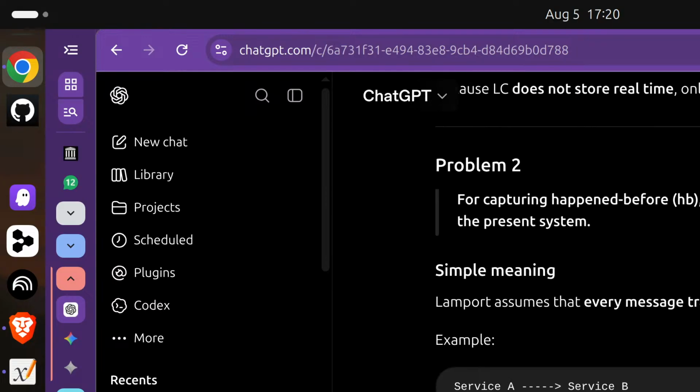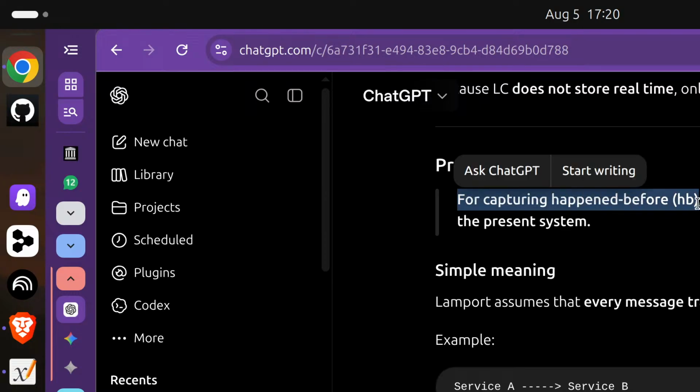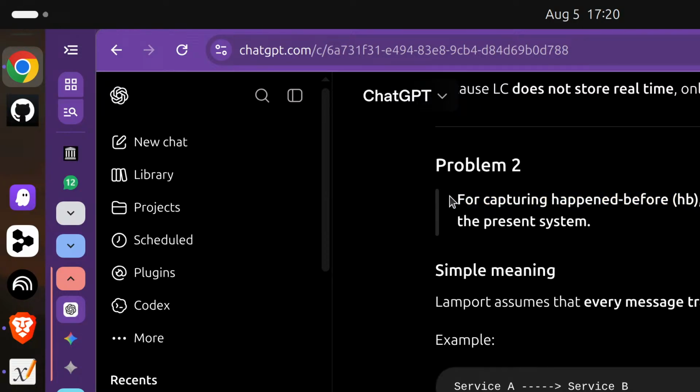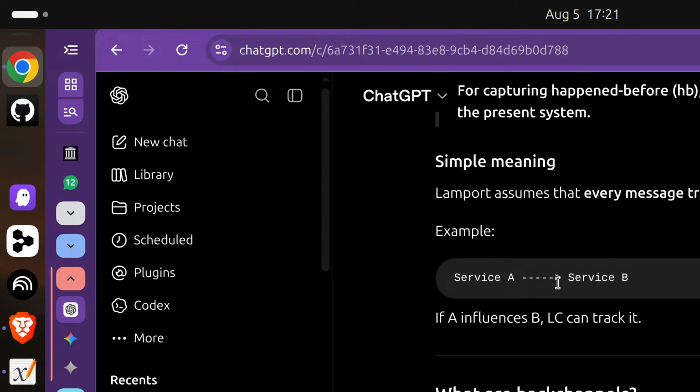That's correct. Problem 2 is for capturing happened before, like passing of information, right? To capture the passing of information, LC assumes that all communication occurs in the present system. The simple meaning: Lamport assumes that every message travels only through the distributed system. For example, service A, service B. If A sends to B, LC can track it.